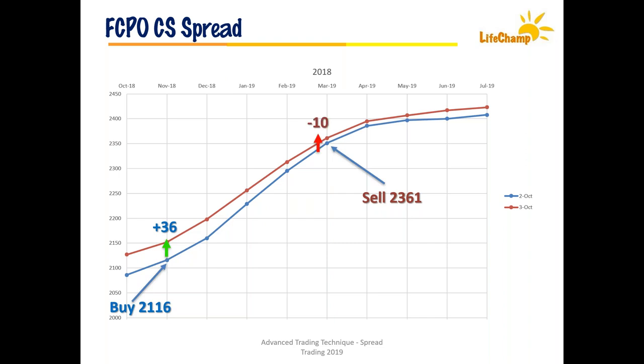The point that I sold also went up 10 ringgit. So obviously, on this contract I lose 10 ringgit. But because of the first contract, I make 36 ringgit. Net, I actually make 26 ringgit.